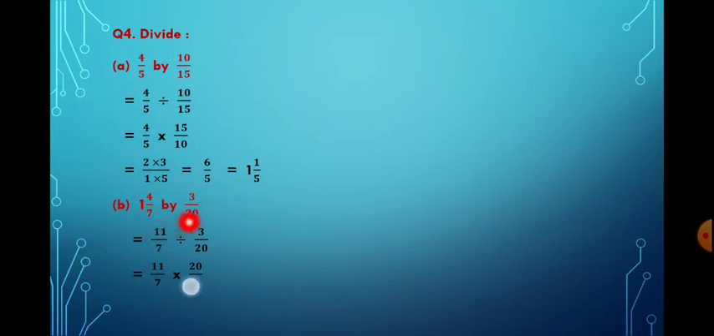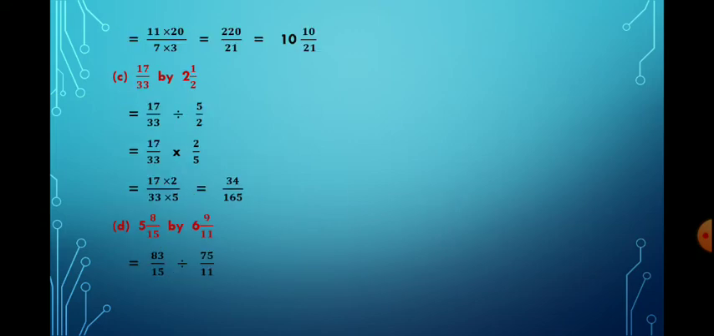1 4/7 divided by 3/20. So 7 1s are 7 plus 4 is 11/7 divided by 3/20. 11/7 multiplied by, converting this 3/20 into reciprocal form, that is 20/3. Here further cancellation is not possible, so we are going to multiply the numbers. So 11 by 20, that is 220, divided by 7 multiplied by 3 is 21. So this is an improper fraction. We can write it as 10 10/21.